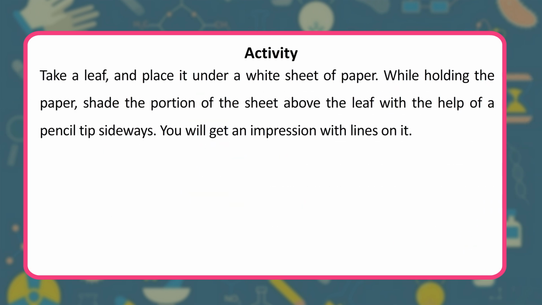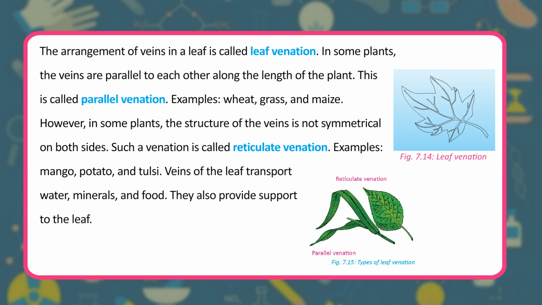Activity. Take a leaf and place it under a white sheet of paper. While holding the paper, shade the portion of the sheet above the leaf with the help of a pencil tip sideways. You will get an impression with lines on it. The arrangement of veins in a leaf is called leaf venation.